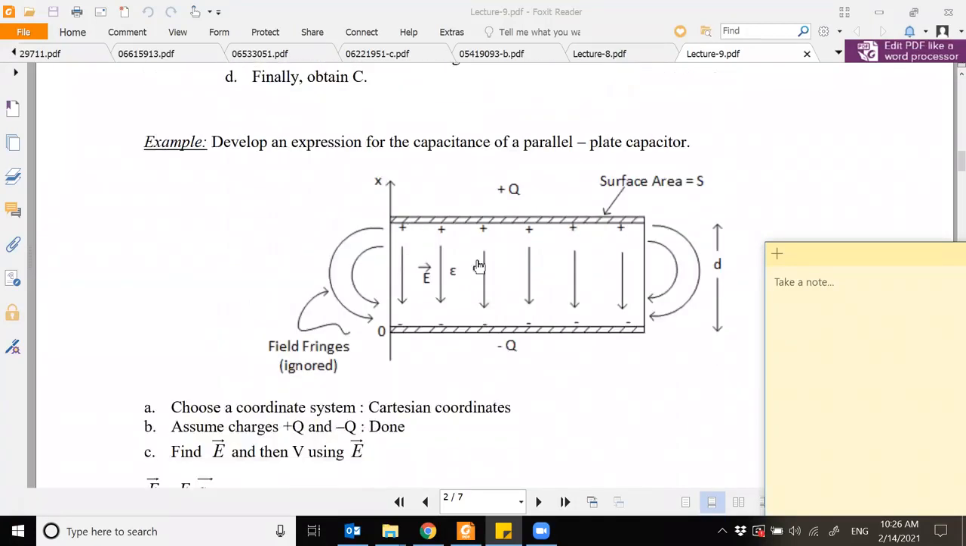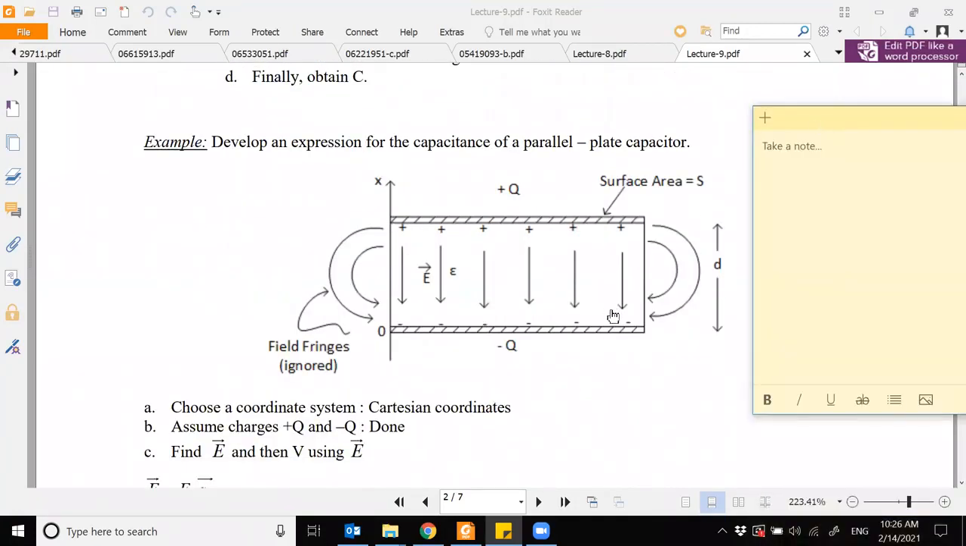So let's take the example. Our first example is the simplest one, which is our parallel plate capacitor. And our objective is to find the capacitance of this parallel plate. Now, if you see here, this is my top plate, which is kept at a charge plus Q. Bottom plate kept at a charge of minus Q. So this is known to us. And D is the distance separating these two plates. And the surface area of this sheet, this plate, is S.